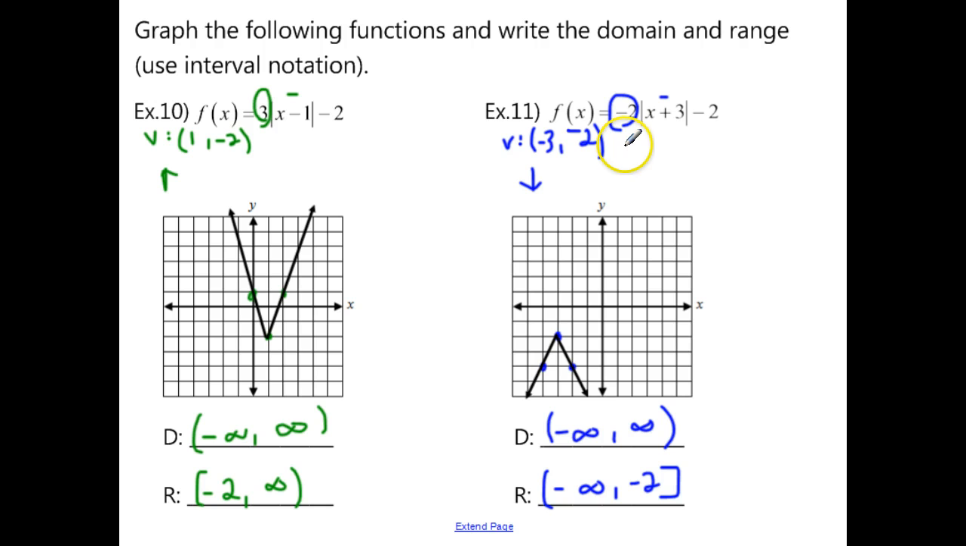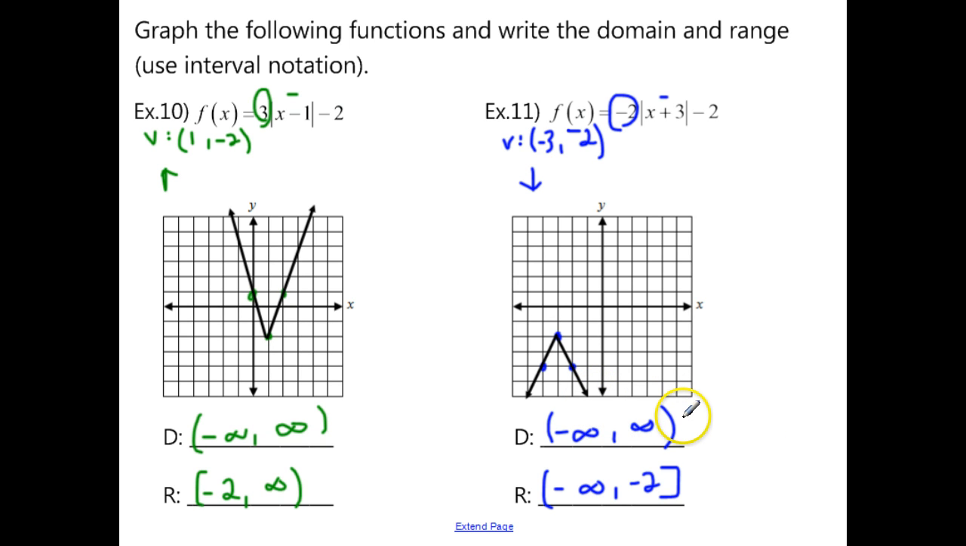So for this one, your vertex should be negative 3, negative 2, and we know it opens downwards. So we plot negative 3, negative 2, and then remember, use that a to find your slope to the right, down 2 over 1, and then you need to mirror it on the other side of the vertex. And then you plot your graph.